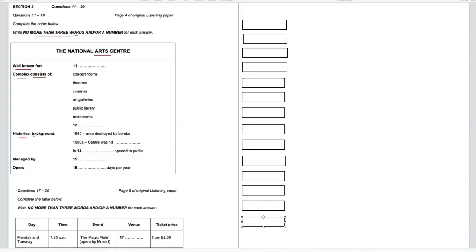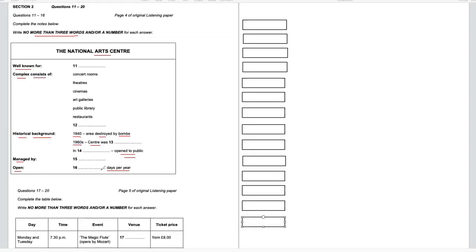All right, then we're going to look at the historical background. I'll underline this. Years and dates are excellent keywords, so 1940, 1960s. I see here with bombs, so I see destroyed and a bomb. Center will be good to note. I see that it's capitalized, so it might be a specific name. Then I want to know when it was open to the public. The fact that we have 2 dates here will lead us to believe that number 14 should be some sort of date. Then we have managed. We'll want to see who this is managed by. And then open, I want to know how many days per year. The fact that this says days leads me to believe this will be a number.